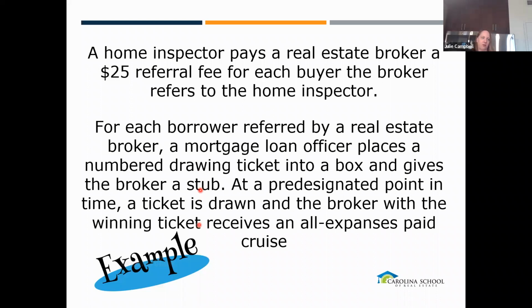I think the other example is a cruise. For each borrower referred by a broker, a mortgage loan officer places a number drawing into a box and gives the broker a stub. At a pre-designated point in time, the ticket is drawn and the winner will win an all-expense cruise. Game over.